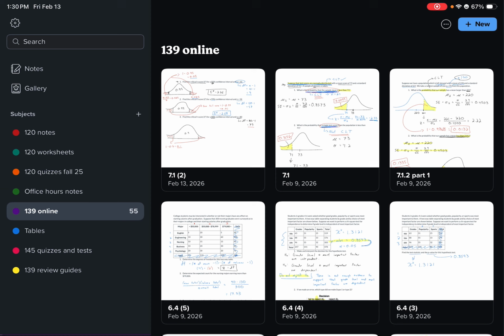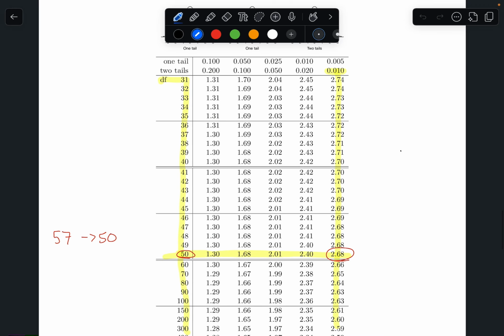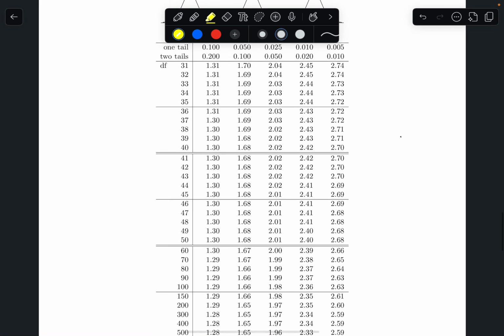So hopping back to my T-table one last time here. Let's erase this highlighting that we've done already so that we don't get confused. We said our degrees of freedom was 79. Again, we're going to look right here. It's going to be somewhere between 70 and 80. It doesn't show up. Even though 79 is really close to 80, we cannot round up for degrees of freedom, which means that we're going to be looking at this row right here for our degrees of freedom.